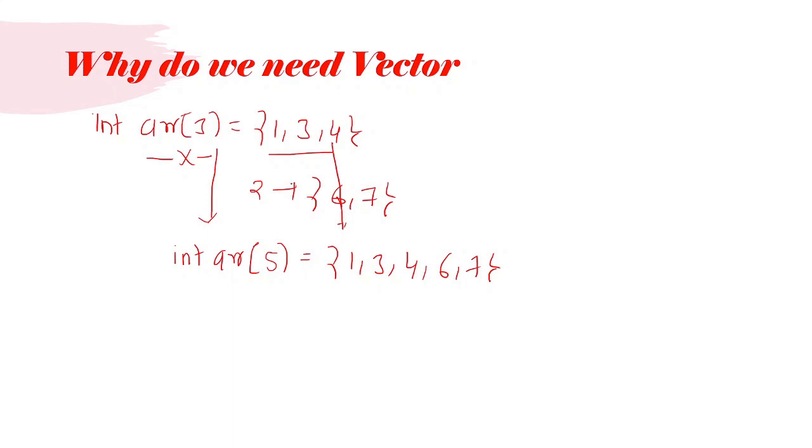Now say I have declared an array of size 5, but I want to insert only 3 elements. Say 6 and 7 are not a part of the array. These two spaces are already wasted, because I have declared the array of size 5 but have inserted only 3 elements. So these two spaces are wasted. These are a lot of the drawbacks of an array.